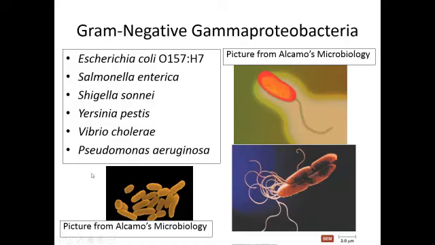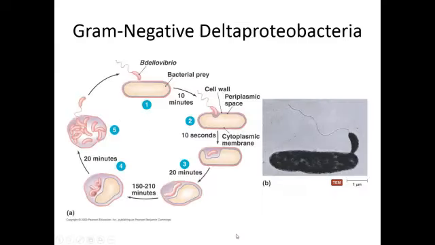So you can see from this survey that we've got all sorts of different kinds of gamma proteobacteria, including some that I haven't talked about, like purple sulfur bacteria. We've got some obligate intracellular parasites, and on and on and on. But these are the ones that are clinically important. On to the delta proteobacteria.